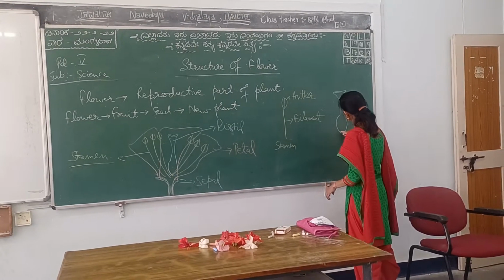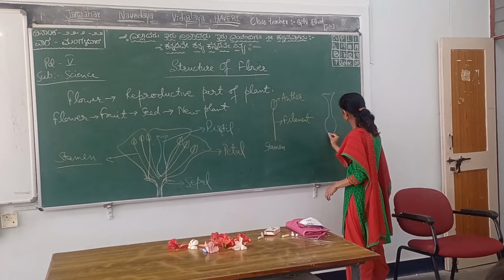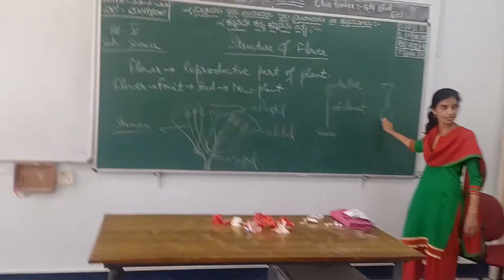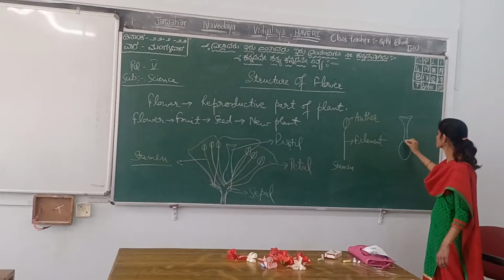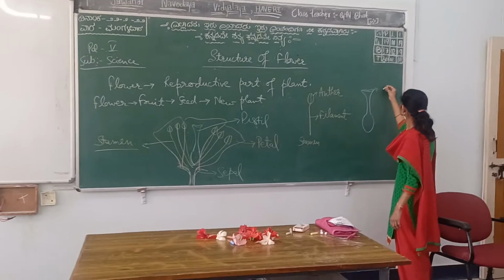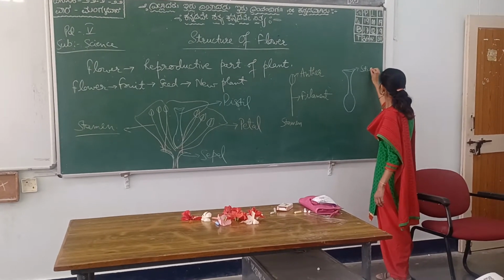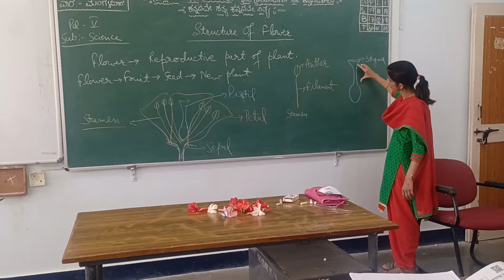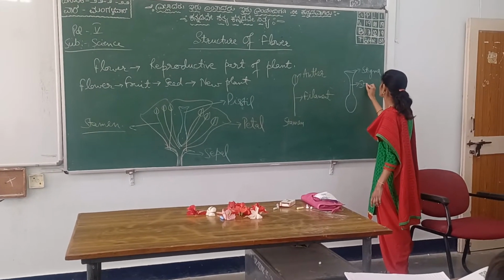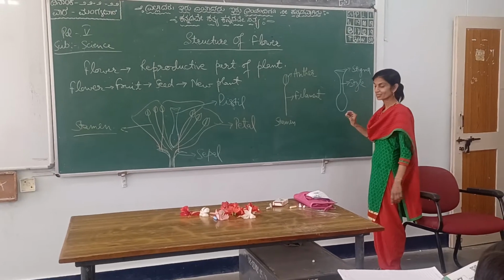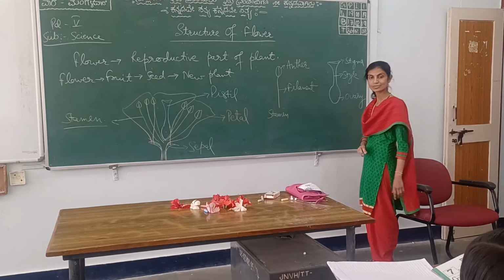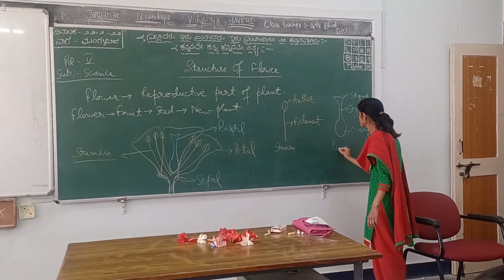Students, you can also draw in your notebook this structure for stamen and pistil. So this is pistil. Now pistil is having three parts. Upper part is known as stigma. And this long neck-like structure is style. Yes, very good. It is style. And this one swollen portion is ovary. This is your pistil.